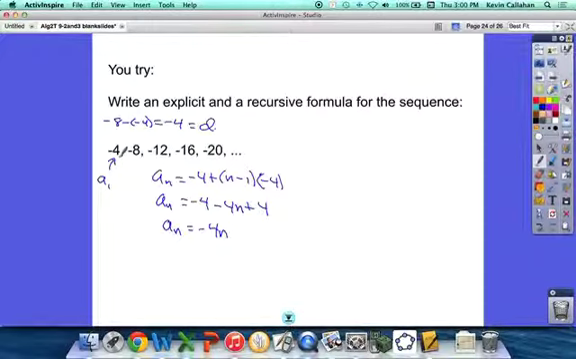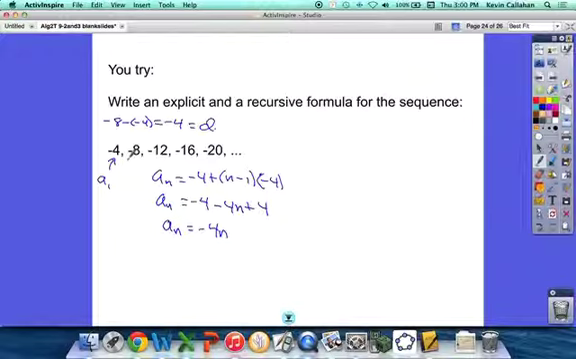And when you do that kind of thing, you should always just check it. Does it make these terms? If I start plugging in n equals 1, do I get the first term? And n equals 2 and n equals 3. You can check it yourself. If it doesn't make the terms in the sequence that you started with, then it's not the right formula.